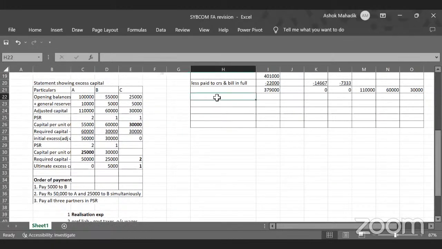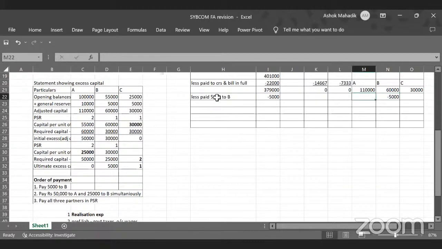So to whom shall we pay first? See, the order of payment is written. Pay 5,000 to B, so I'll write less paid 5,000 to B, because his capital was more by 5,000 as compared to other partners. So from cash, I will remove 5,000, and from B's capital, I just write ABC here, just for our convenience, so you should not get confused. So I'll pay 5,000 to B. So right here, minus 5,000.